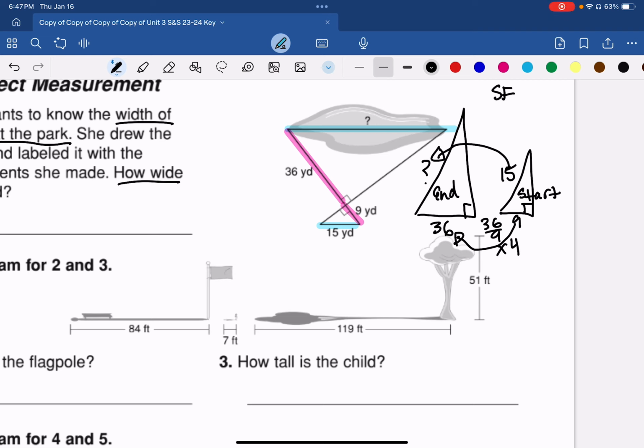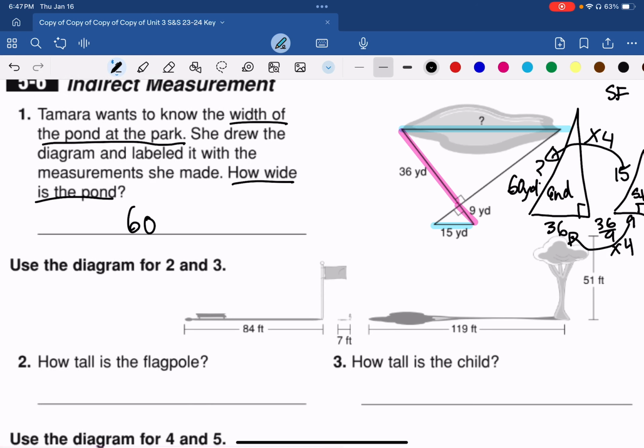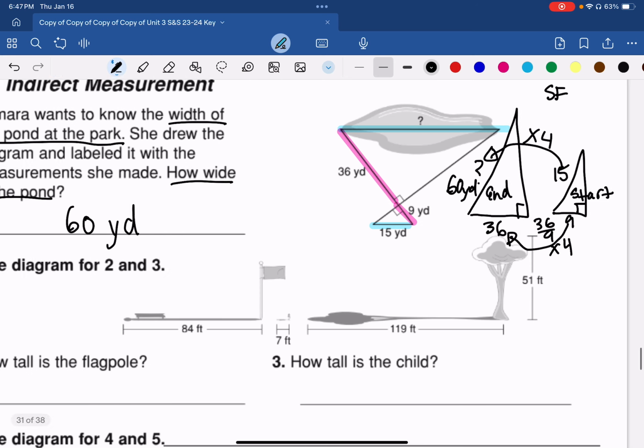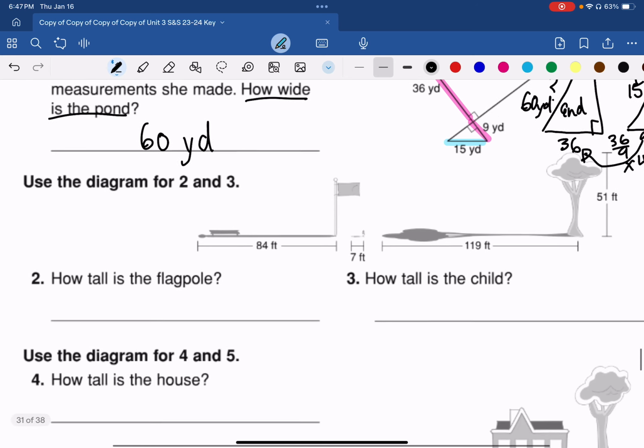So that means my big triangle is 4 times as big as my small one. So that diagonal should be 4 times as big. So 15 times 4, let's see, that should be 60. You can check for me if you'd like. 15 times 4. Yes, it is 60. So that means the width of my pond is 60 yards, because remember, they're measuring in yards right there on the pond. 60 yards. All right. Let's go to the next one.